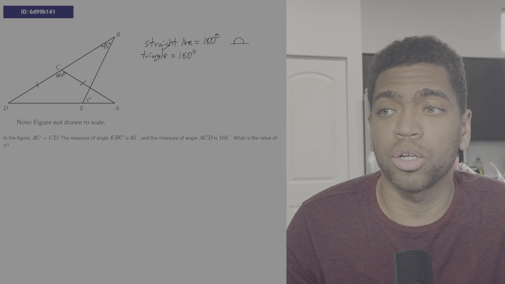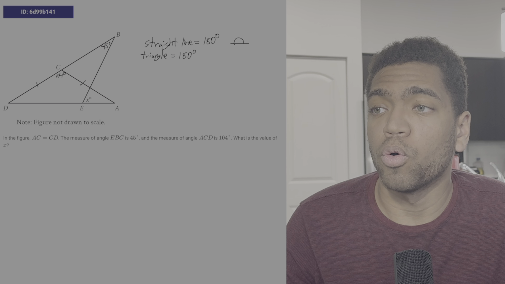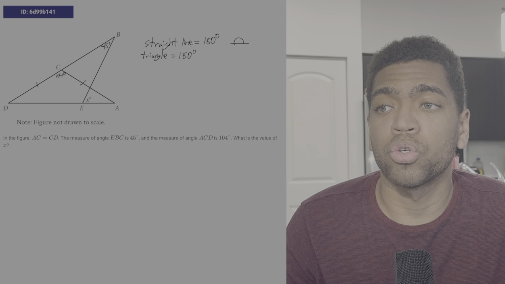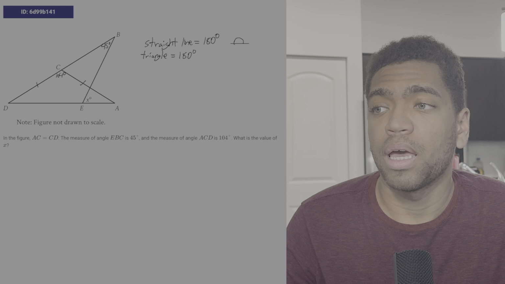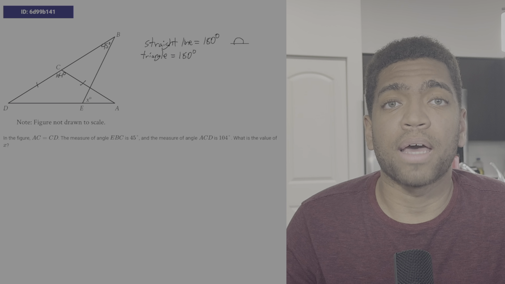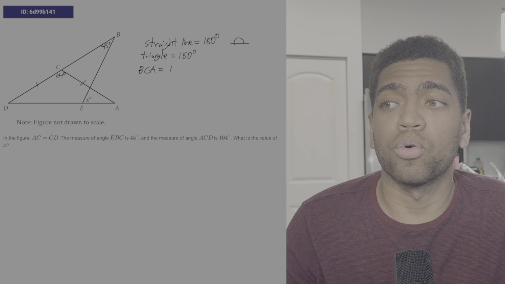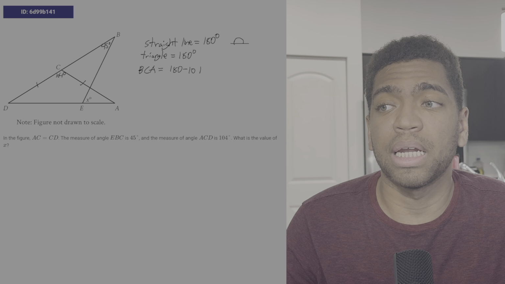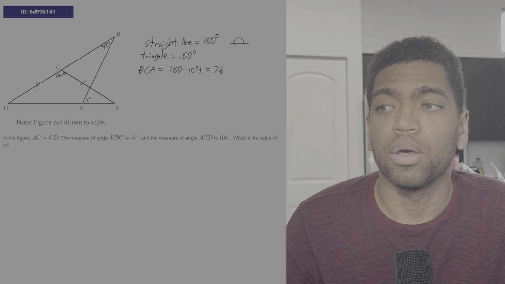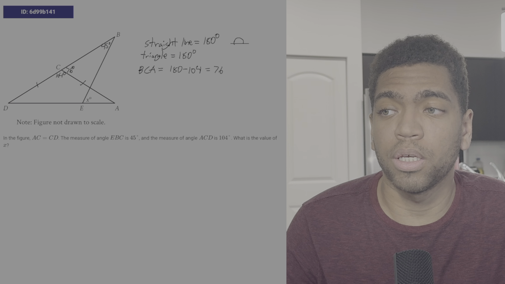to 180 degrees. So using that first piece of information, we can determine that angle BCA is going to be equal to 180, so the straight line that includes both angles BCA and ACD, that line is going to sum to 180 degrees. So we know that angle BCA is going to be equal to 180 minus 104, which is going to be equal to 76.